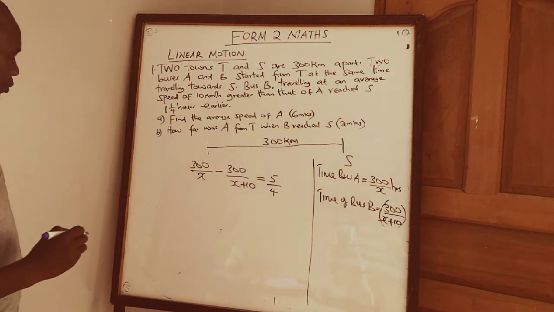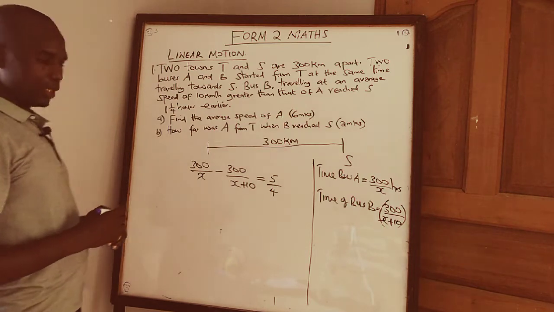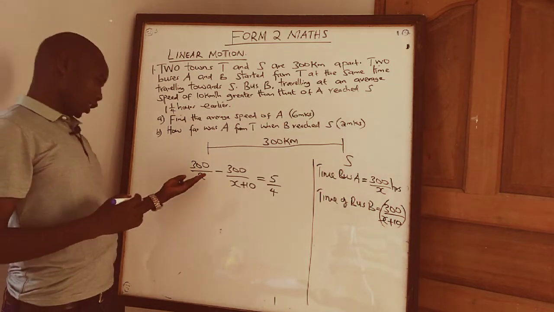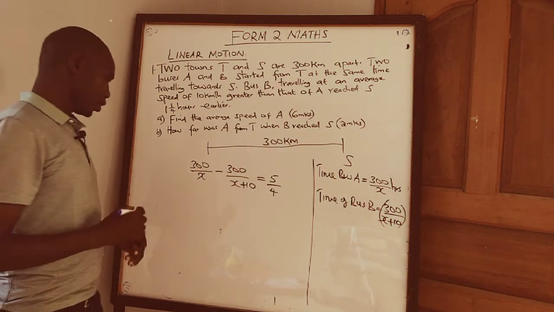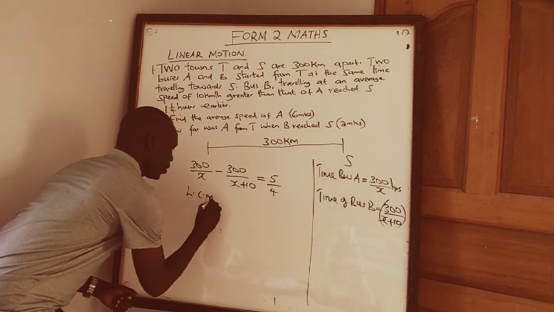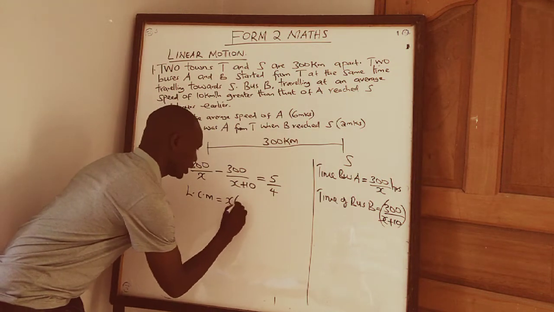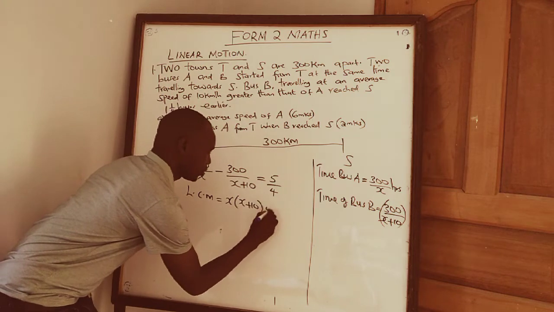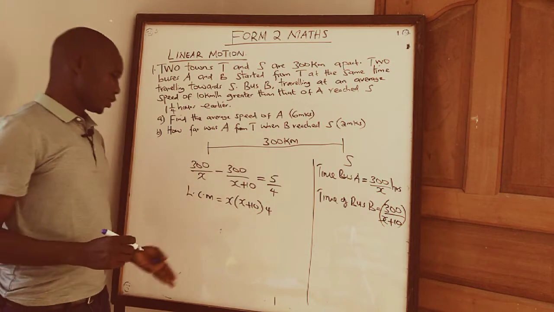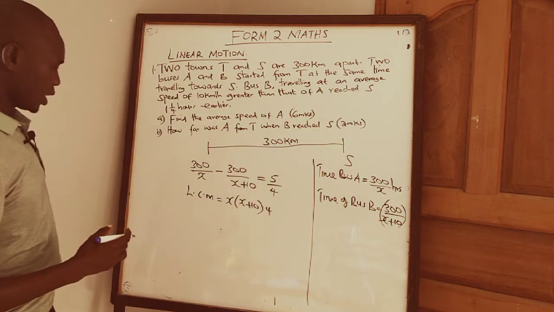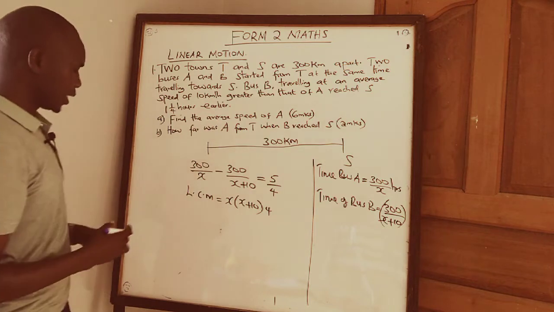From there now, we are going to work this question by getting the LCM of the denominators, that is x, x plus 10 and 4. So the LCM of all the denominators is going to be x, then x plus 10 we multiply by 4. So we take this LCM, we multiply all through, then from there we can be able to work out the value of x, and that value of x will be equal to the average speed of bus A.